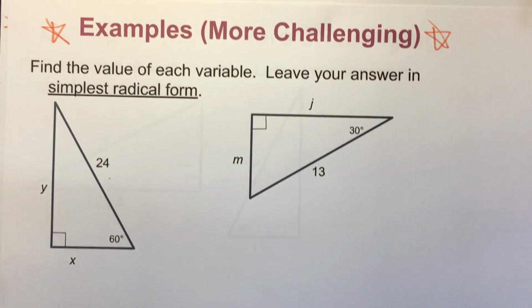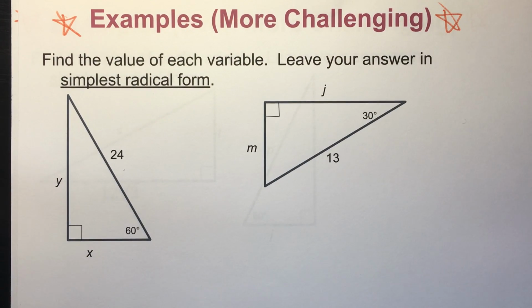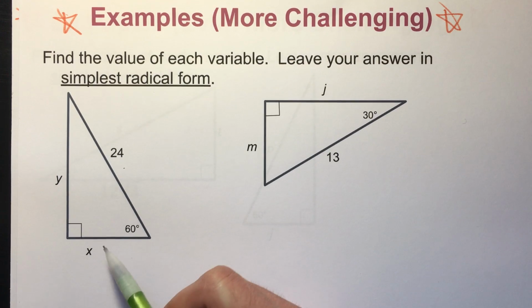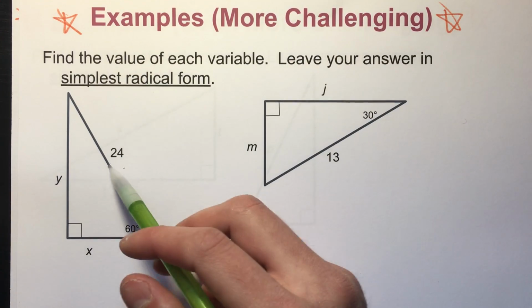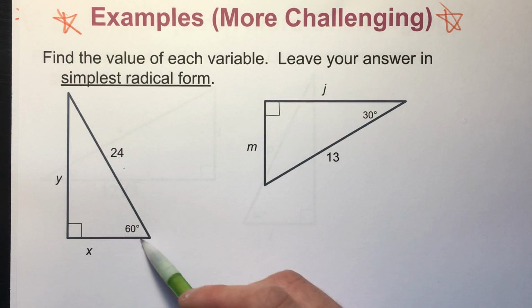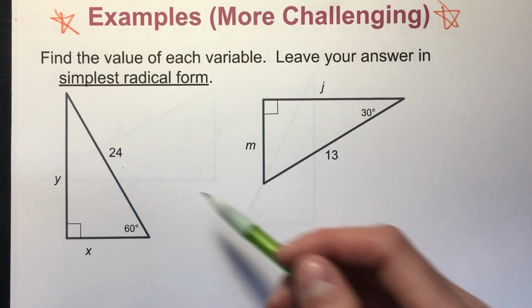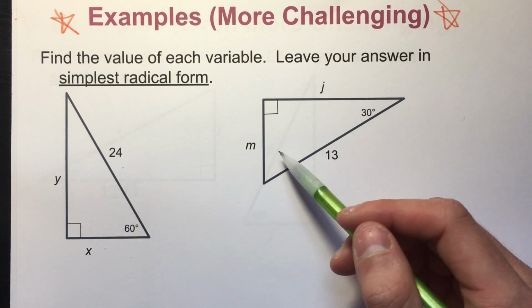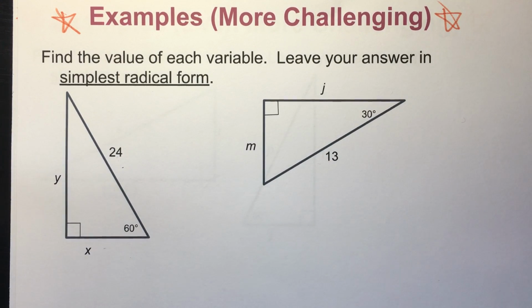All right, now we have slightly more challenging example problems. These are slightly more challenging because we're given the length of the hypotenuse. Before, we were given the length of the shorter leg, so we already had that. Now we have to work backwards to find the lengths of the legs. So pause the video, see if you can get this one on your own.